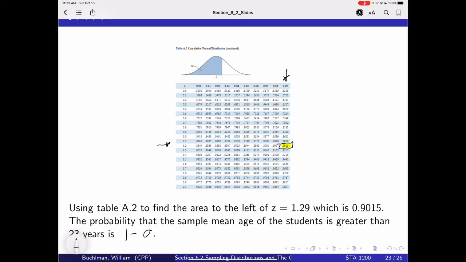minus 0.9015, which is equal to 0.0985, which is 9.85%. So we have a 9.85% chance that the mean age is greater than 23.